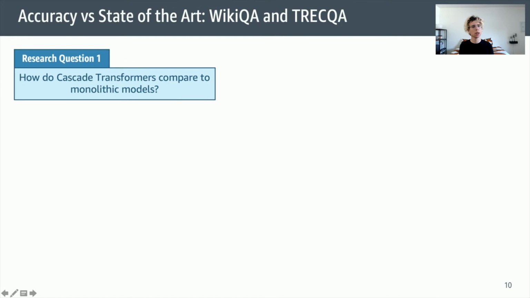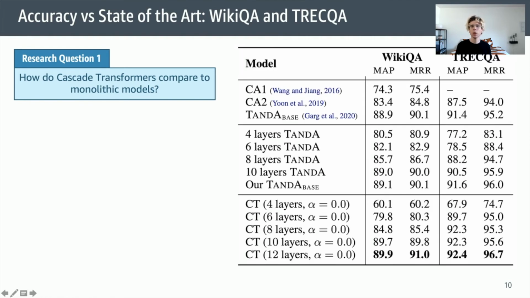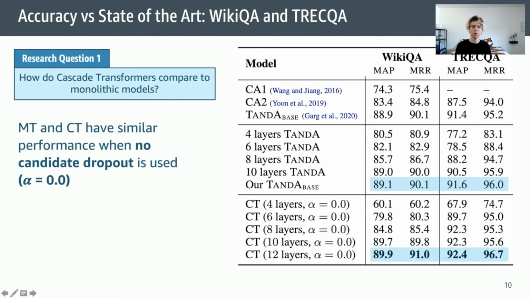So I'm going to present a subset of the research questions we study in the paper. For a more thorough analysis, I encourage you to read our paper. For the first research question, we were interested in examining whether this Cascade Transformer is better or worse than a traditional monolithic transformer. And to do so, we use the WikiQA and TrecQA datasets, and we study the performance of our model when no dropout is used.